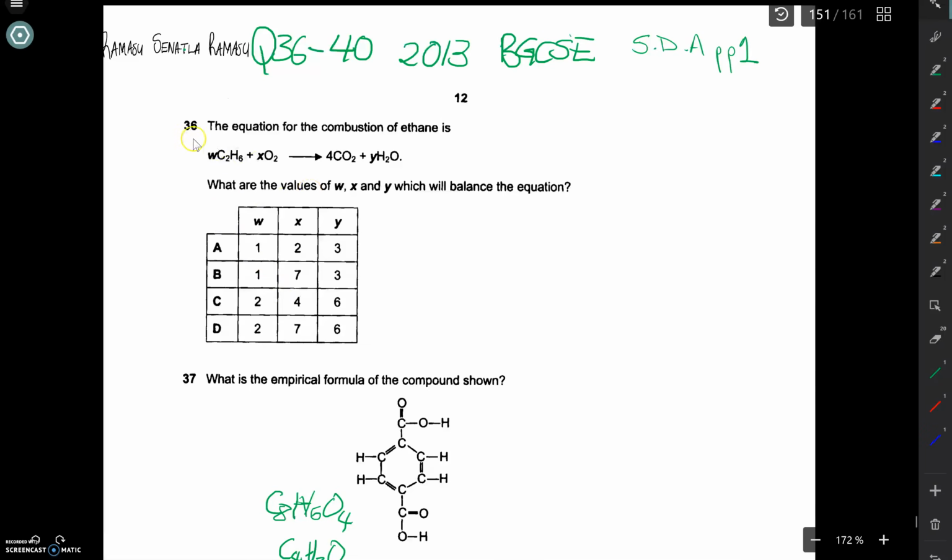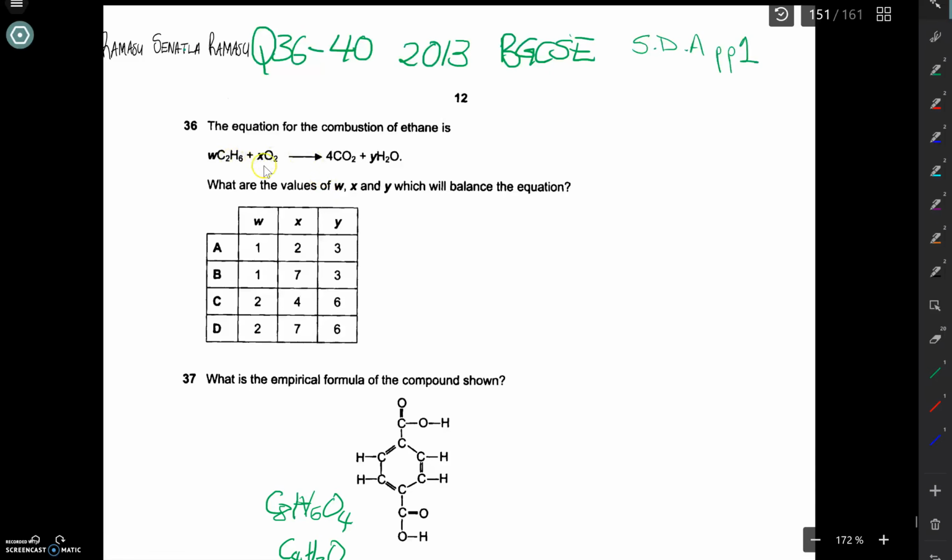Question 36 reads: the equation for the combustion of ethane is given there. What are the values of W, X, and Y which balance the equation? Now, to balance an equation means that the number of particles of an element on the left side should be equal to the number of particles of the same element on the right side, right?